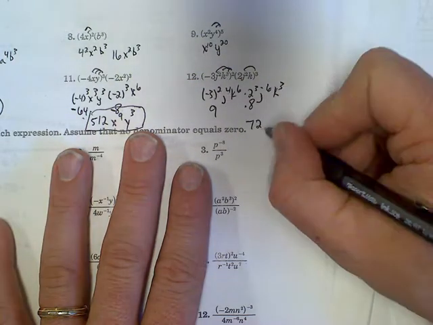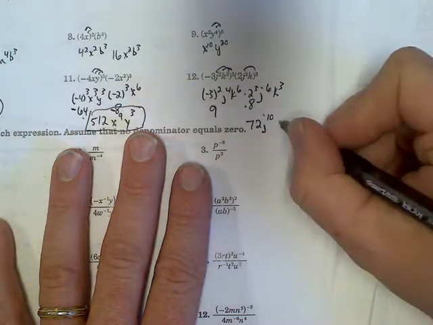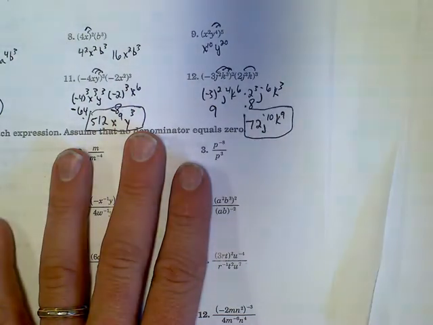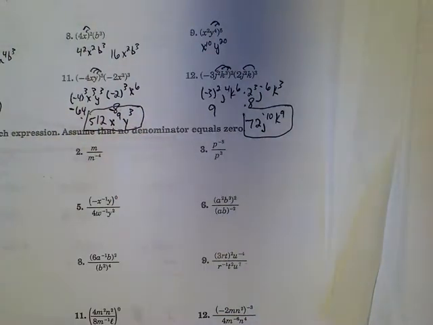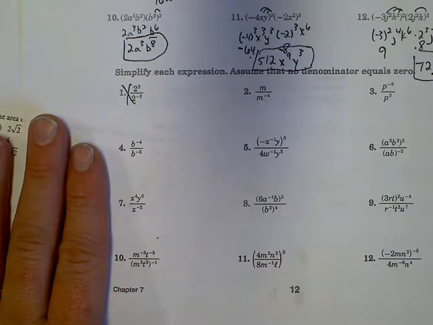9 times 8 would give me 72, so I know my front number has to be 72. j to the 4, j to the 6 becomes j to the 10. k to the 6, k to the 3 would be k to the 9. And we would be done. Number 1 we did in class, so I'm not going to do that.